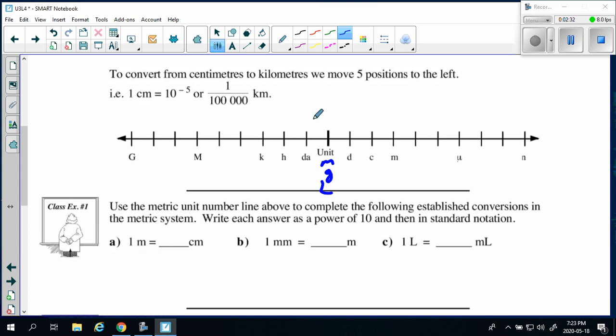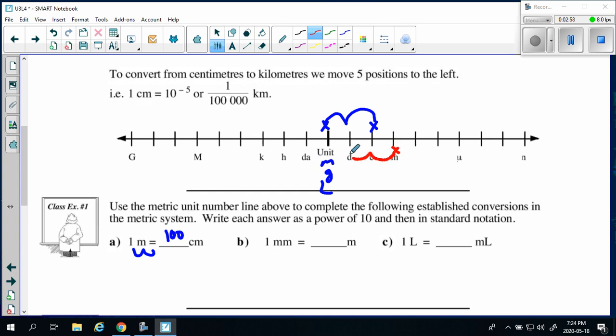If we are going from 1 meter, which is here, and we're trying to get to centimeters, we're going here. So that's 2 steps to the right. So we are going to move our decimal place 2 steps to the right, and we'll end up with 100 centimeters. If you want to go from 1 millimeter to a meter, that means we are standing here, and we're trying to get back to meters.